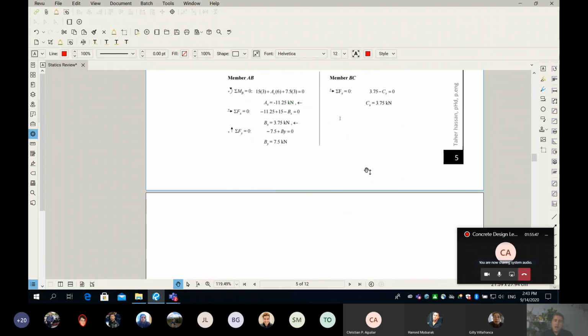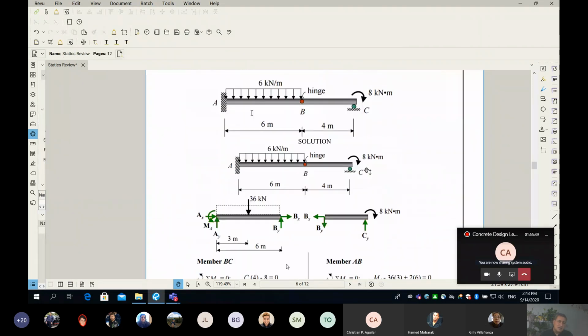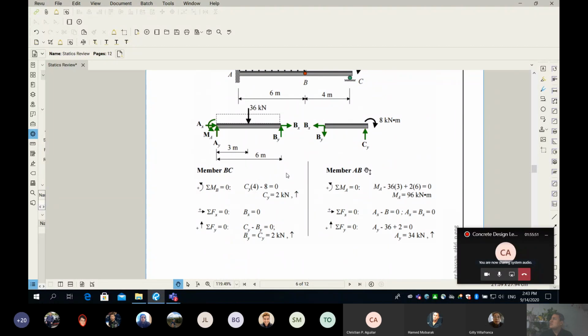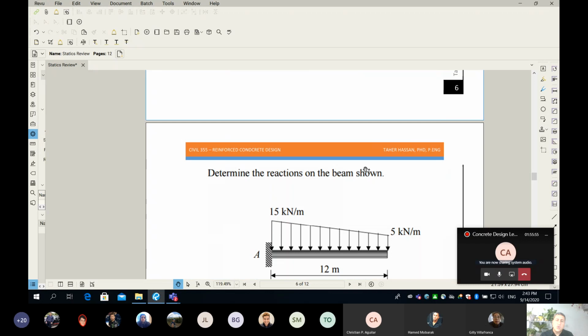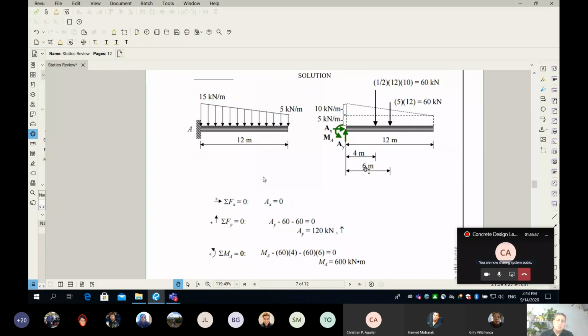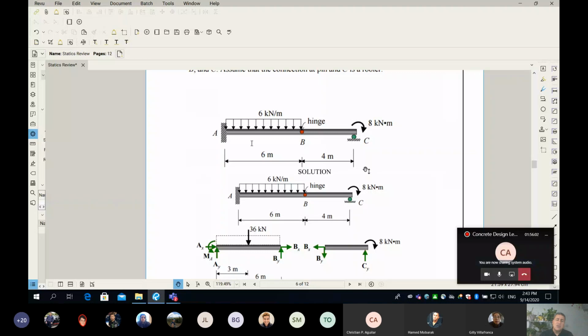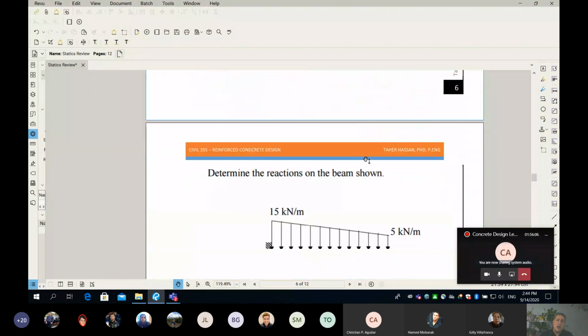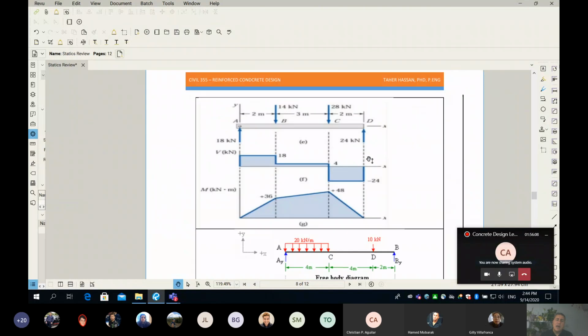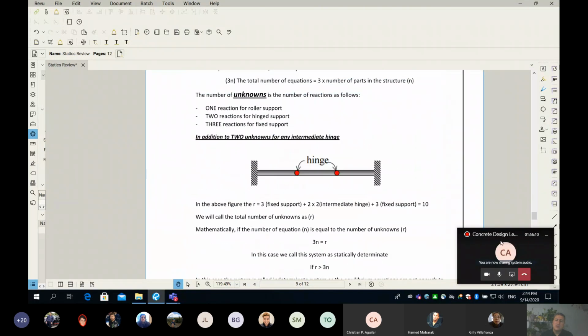Now it's 2:40 and there's only 10 minutes left. So I will leave this part, which covers in detail how to find the reactions, bending moment and shear, to the next class, probably 1 hour. But for now, I'm going to accept some questions. So questions, please.